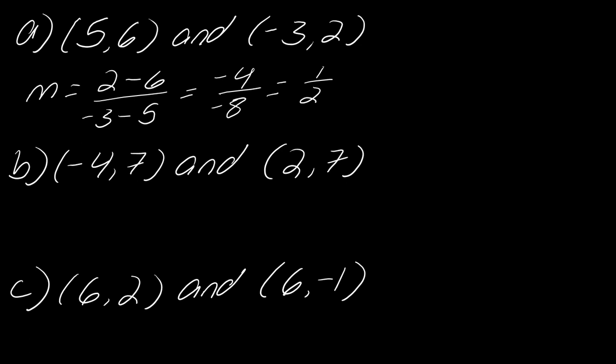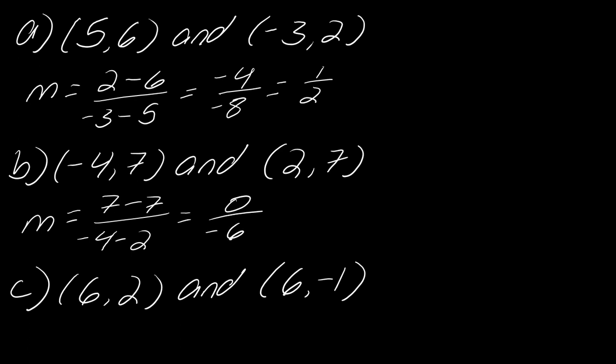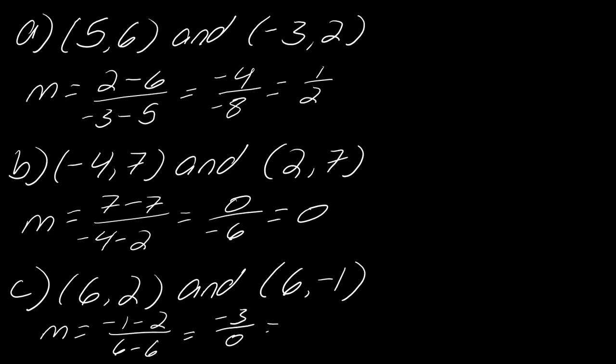Okay, so let's move on to B here. So I've got 7 minus 7 over -4 minus 2. And this gives me 0 over -6. So the second that you have this result, this just equals 0. That's all that really matters, right? And then for this last one, I'll just cram it in under here. So this becomes -1 minus 2 over 6 minus 6. So this gives me -3 over 0. So you have a number over 0, and so that's undefined, my friends.